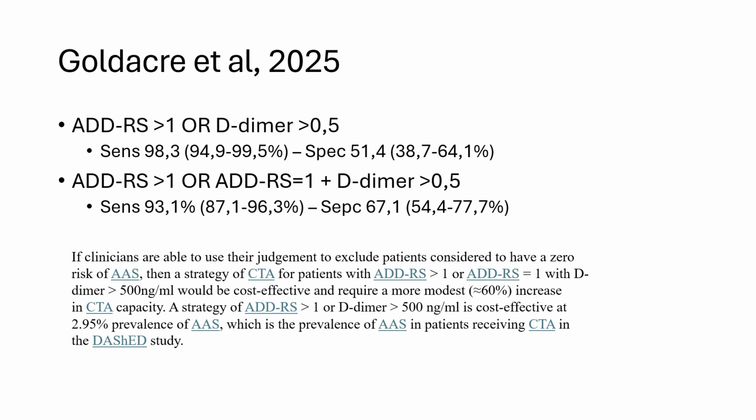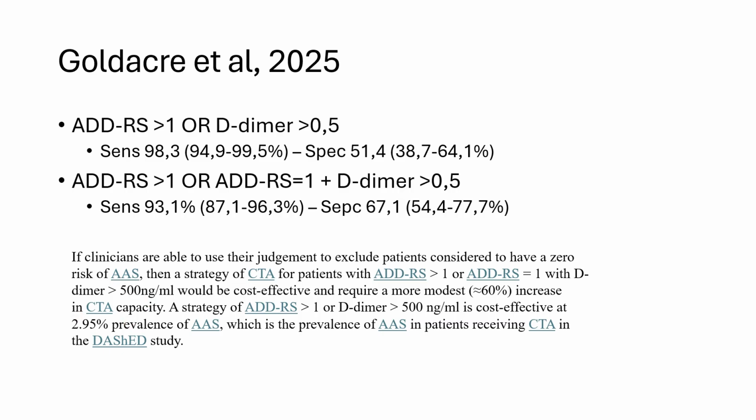What clinicians find and what they write here is quite important. If clinicians are able to use their judgments to exclude patients considered to have zero risk of AAS, then a strategy of CTA for patients with an ADRS score of more than 1, or an ADRS score equal to 1 with a D-dimer of more than 0.5, would be cost effective and require a modest 60% increase in CTA capacity.